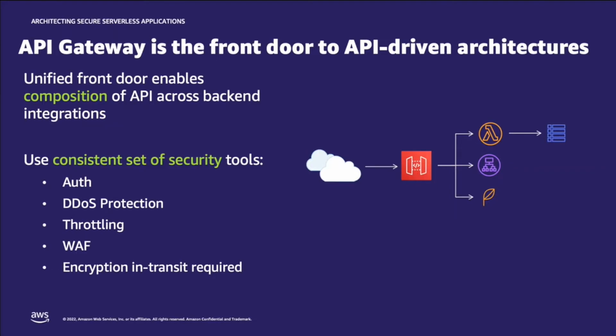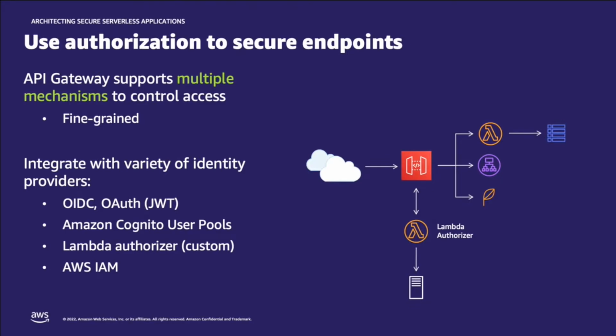So there are multiple functions that are included out of the box to implement those things. For example, when considering the authorization piece to secure the endpoints, the API gateway supports multiple mechanisms to control access, right? So one of the key capabilities is the ability to authorize API requests with API gateway and block any unauthorized requests directly at the API gateway layer before any request comes in to your backend integration. So this is one of the key things we can do.